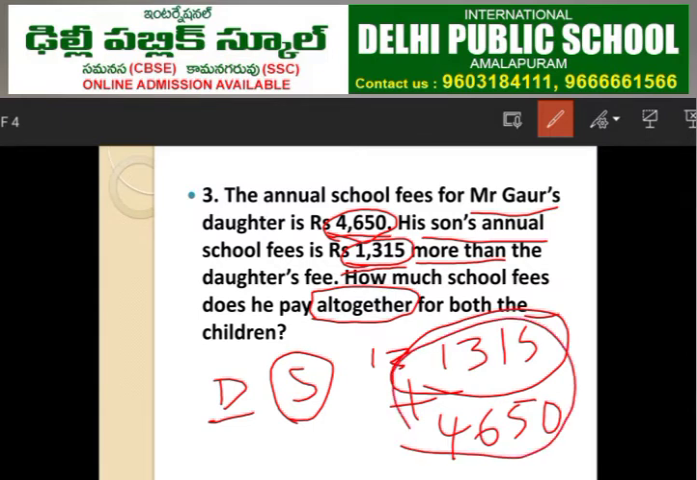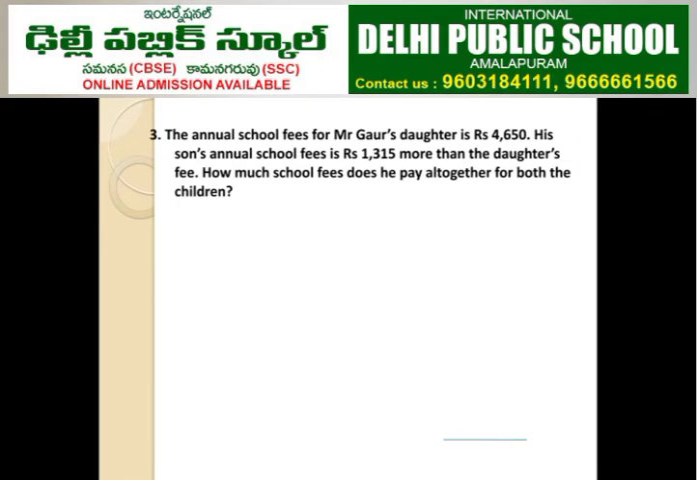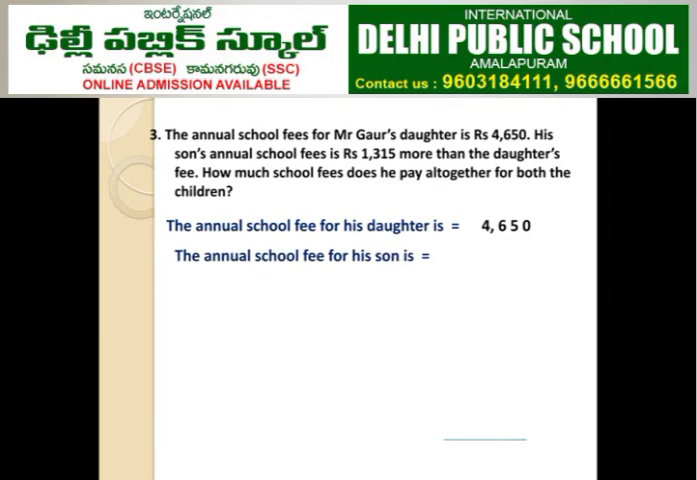So in total he is paying 4650 plus 1315 for his son's fees. So now we have to find out how much amount he is paying for both the daughter and son. Let's solve this problem here. So the first step will be the annual school fees for his daughter. What is her annual school fees? It is 4650.